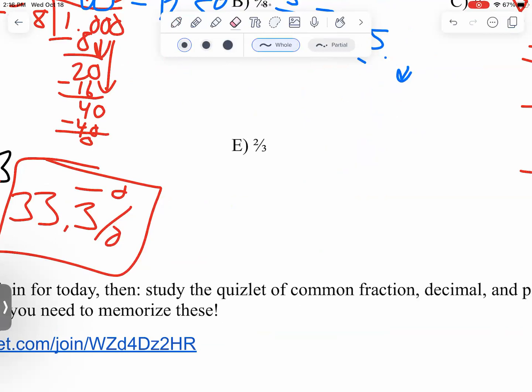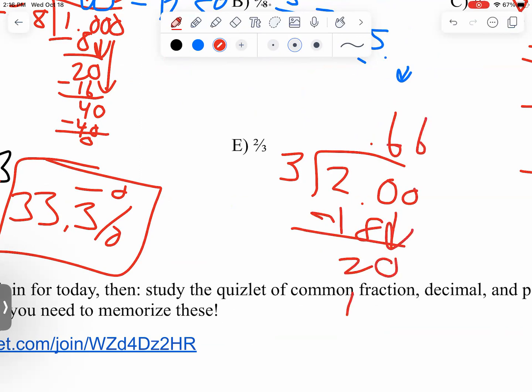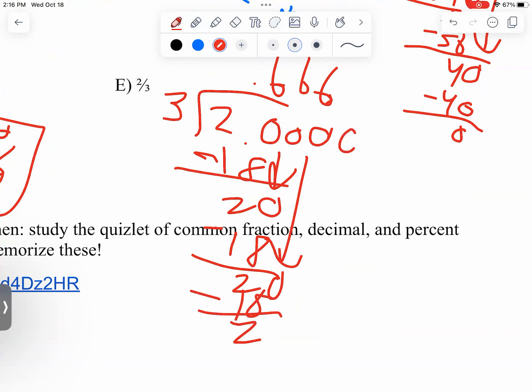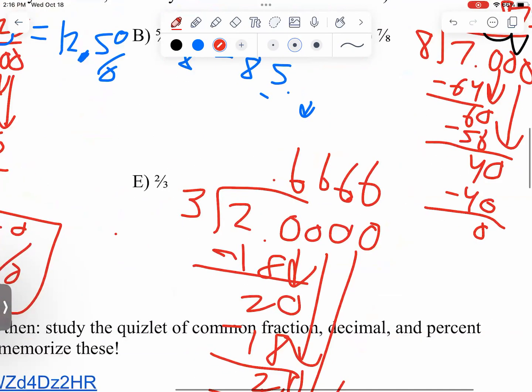Then the last one here, we have 3 into 2. 3 times 6 is 18. Remainder of 2. 3 times 6 is 18. So this is going to keep going. Although in this case, if you don't keep going, you're going to make a mistake at the end for sure. All right, we'll go one more because I want you to see what I'm talking about. All right, so that repeats at 6, right? So our decimal here, if I ask for the decimal, is 0.6 repeating.